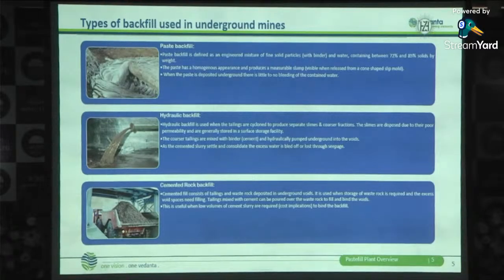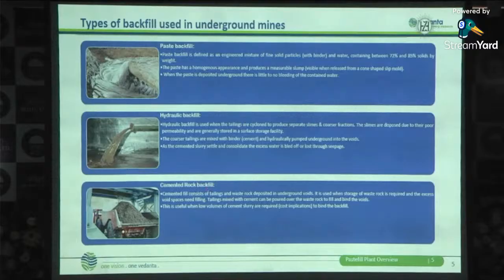So in that, we need to drain the excessive water that is there. As water is more, more time is required for consolidation. But in paste fill, the water percentage is very low, so we do not require draining the water out. The water remains inside, and it will be used in the hydration process.